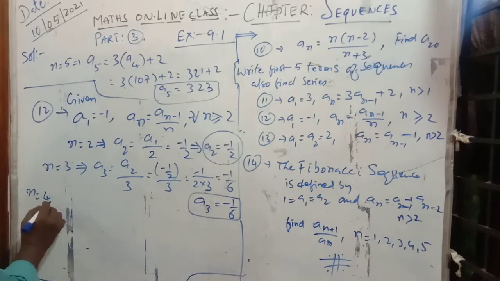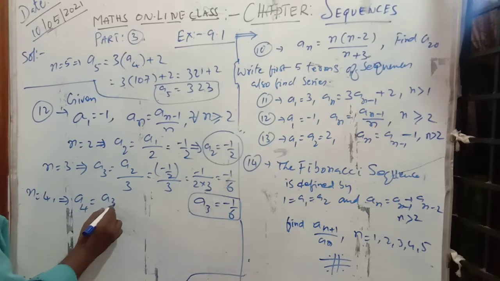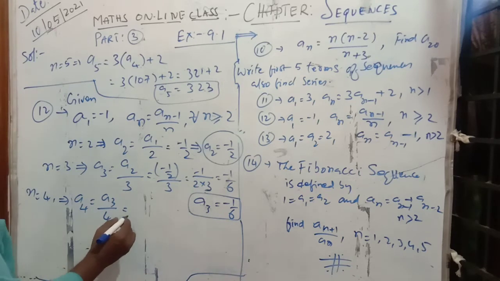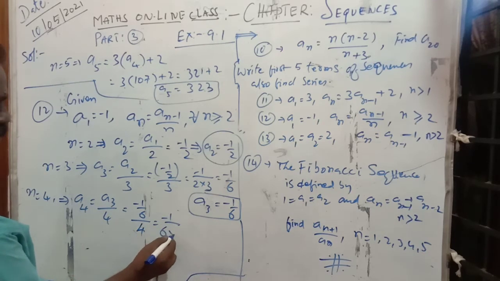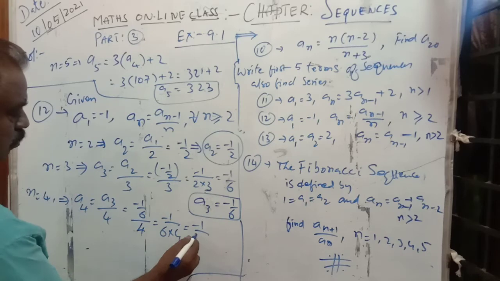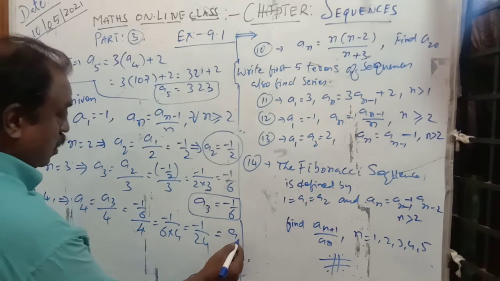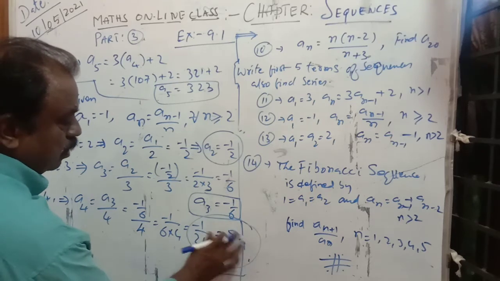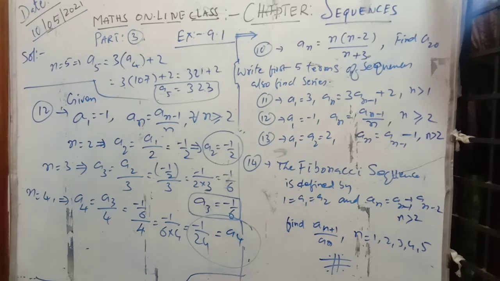When n is equal to 4, that implies A4 is equal to A3 by 4. Correct? That is good. What is A3? Minus 1 by 6 by 4. Minus 1 by 6 into 4. It is minus 1 by 24. So it is A4. Okay now? A4 value is that one.